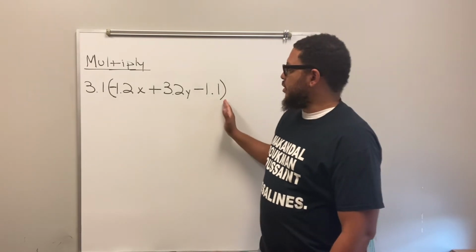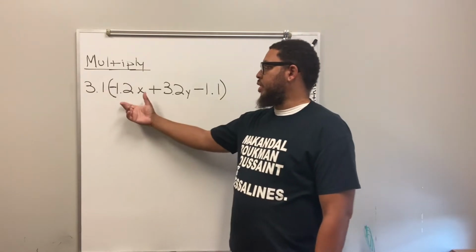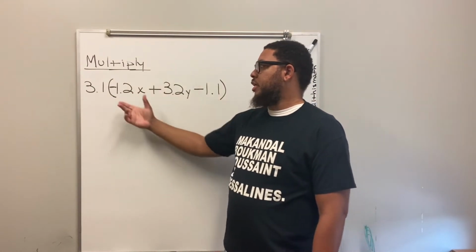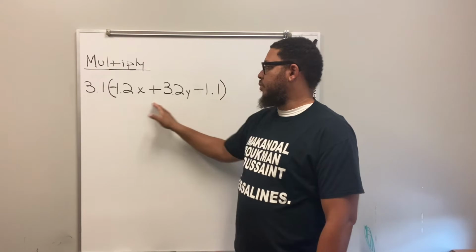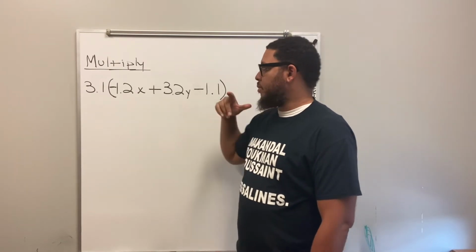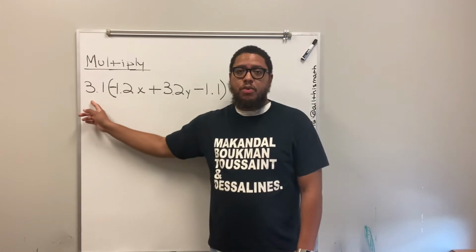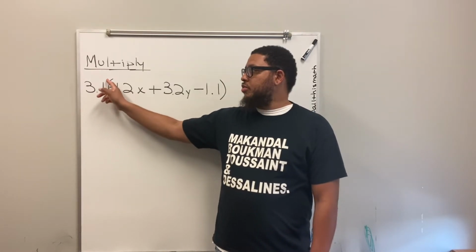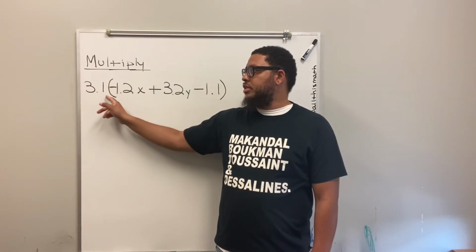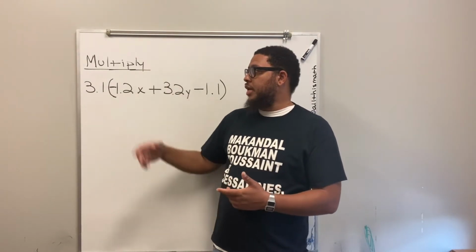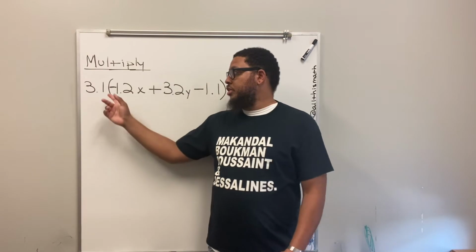Whenever you see parentheses and you see an expression or a bunch of terms inside parentheses, this is called a quantity, right? We refer to this as a quantity. And there's a number outside of the parentheses, in this case, a 3.1, and there's no symbol between the 3.1 and the parenthesis. That means we multiply. Even though the instructions say multiply, that's just another giveaway that you need to multiply.